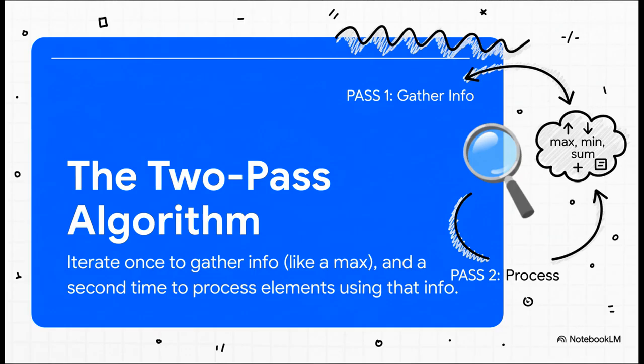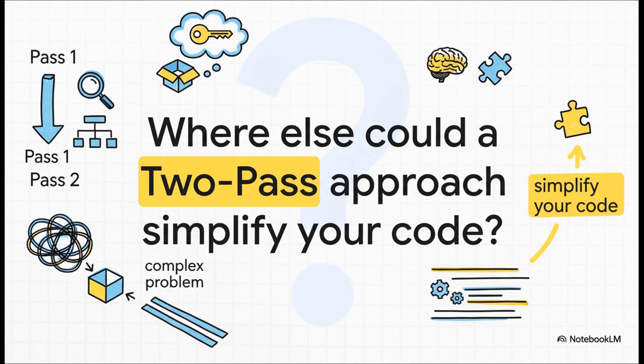The idea is always the same. 1 pass to gather some key piece of information like a max or a min, or maybe a total sum, and then a second pass to make decisions using that information you just found. Recognizing this pattern is a huge advantage. It can turn what seem like complex problems into simple 2-step plans. So I'll leave you with this question to think about. Where else could finding one key piece of info first make a problem so much easier to solve?